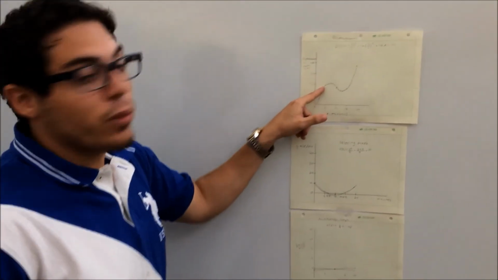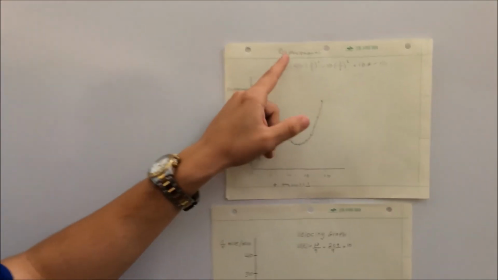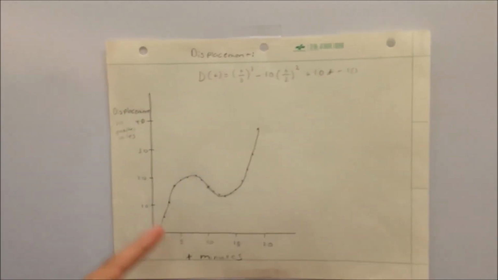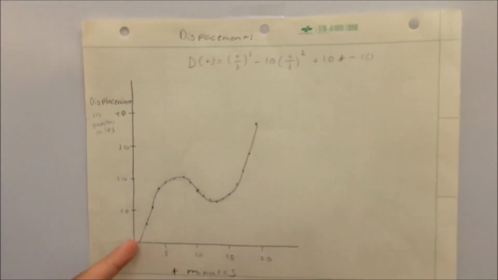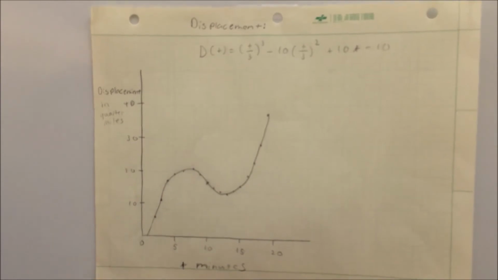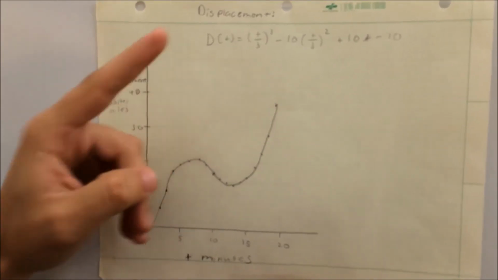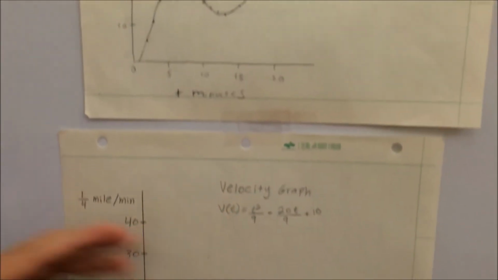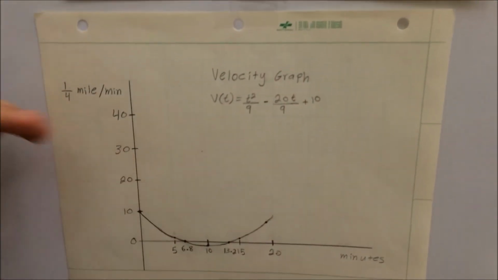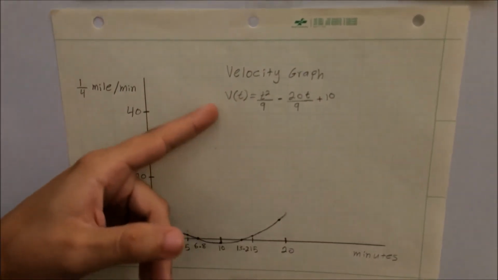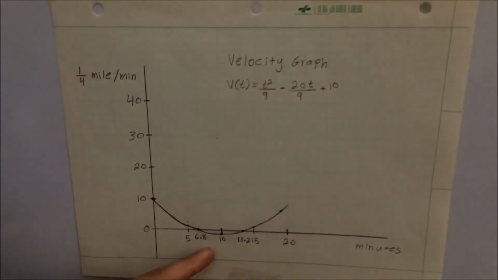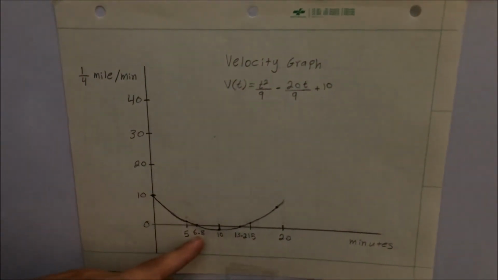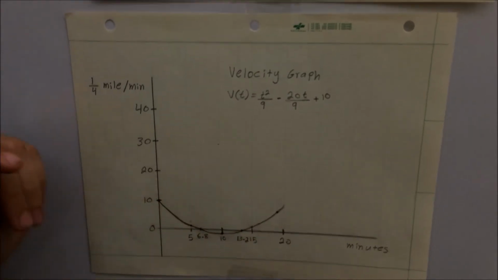Okay, the first graph represents the displacement graph, where it goes when the car travels from 0 to 20 minutes. And once we take the derivative, we find the velocity. Here's the velocity graph. And once we set the velocity equal to 0, we find the two critical points, which are 6.8 and 13.2, which represent a local max and local minimum on the graph.